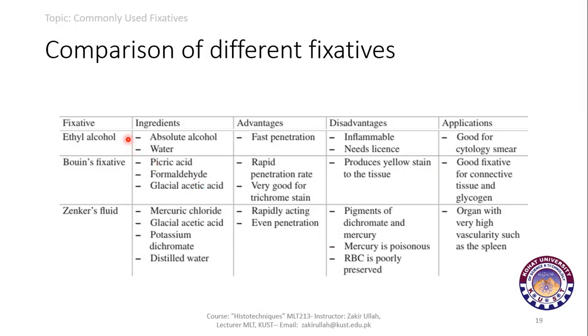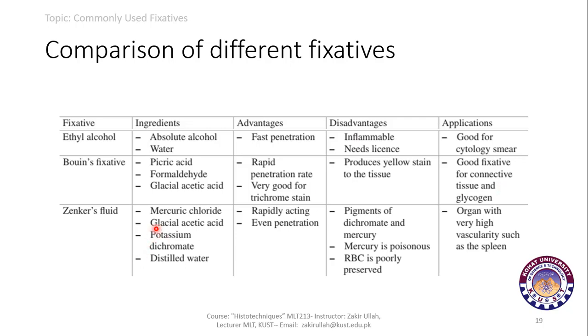The other fixatives: ethyl alcohol, Bouin's fluid and Zenker's fluid. The ingredients are alcohol and water, and the advantage of ethyl alcohol is that it has fast penetration power, but it is used for cytological smears. Bouin's fluid has rapid penetration power, but it produces a yellow color within the tissues, and it is very good for trichrome stain. Bouin's fluid is a good fixative for connective tissue and glycogen.